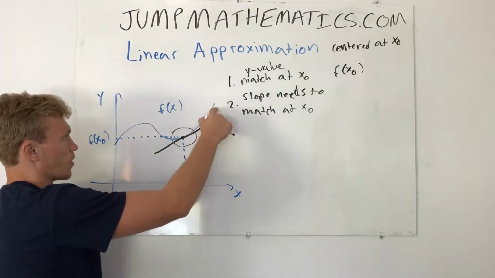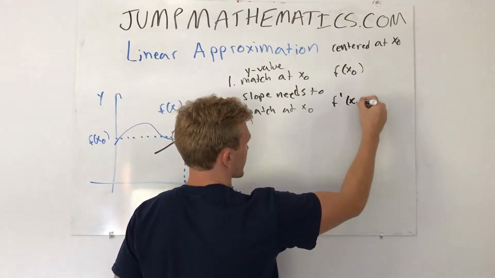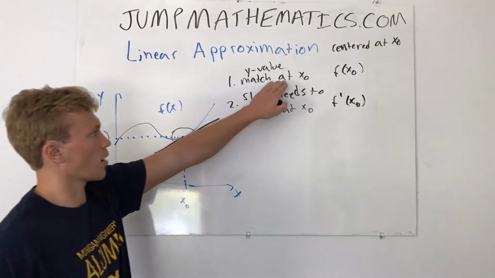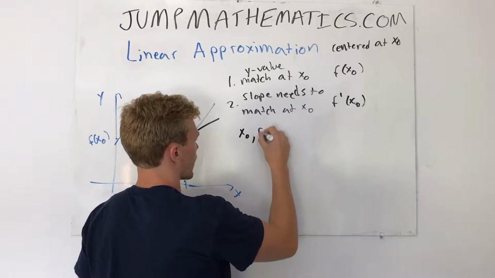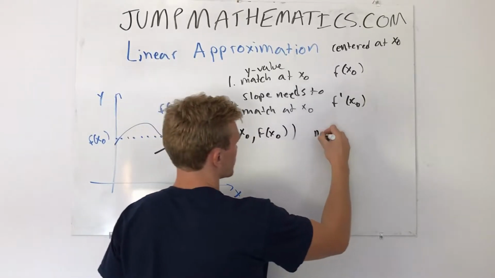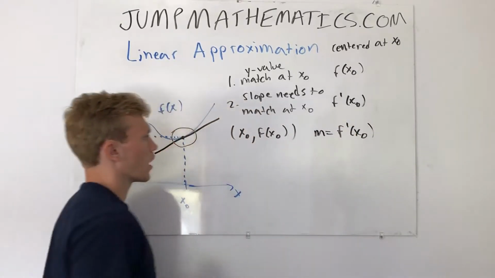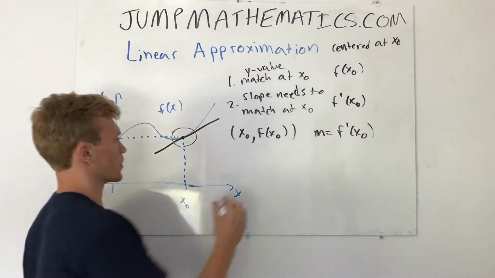The slope needs to match at x0. What is the slope of f of x at x0? It's of course f prime of x0. Okay, so now we have a point. Our point is going to be x0 comma f of x0. And we have a slope. What can we do with a point and a slope? We can use the point-slope formula.